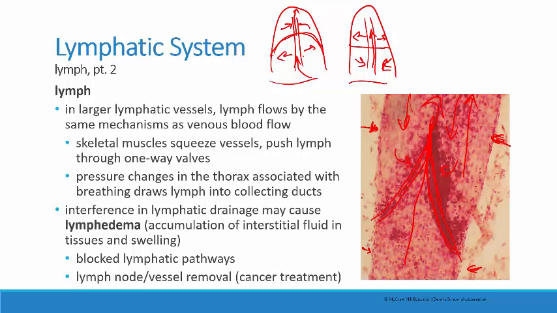So any interference in the flow of lymph can result in what is referred to as lymphedema, or accumulation of interstitial fluid back there at the tissues and swelling in the peripheral tissues. And this can be caused by any blockages in lymphatic pathways or by the removal of lymph nodes and lymphatic vessels that is a part of many cancer treatments. So lymphectomies, removal of lymph nodes, will change lymphatic flow and can lead to this lymphedema.